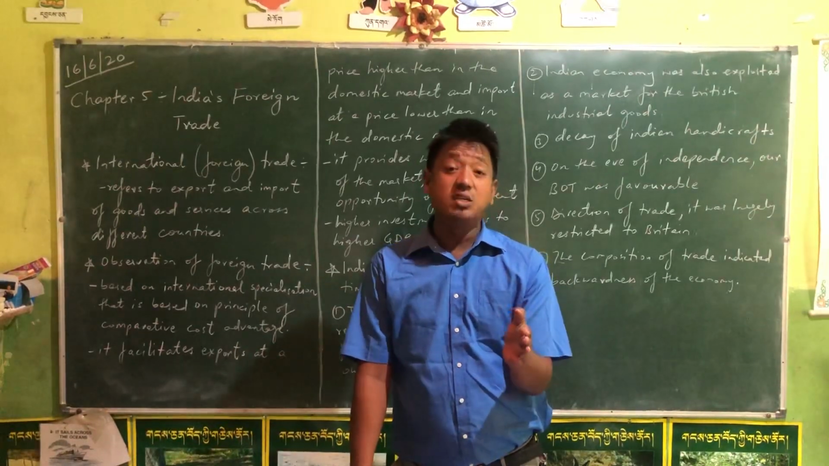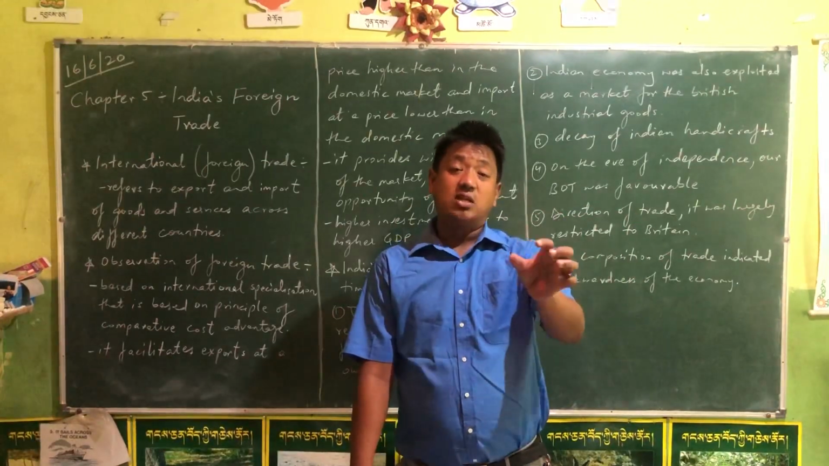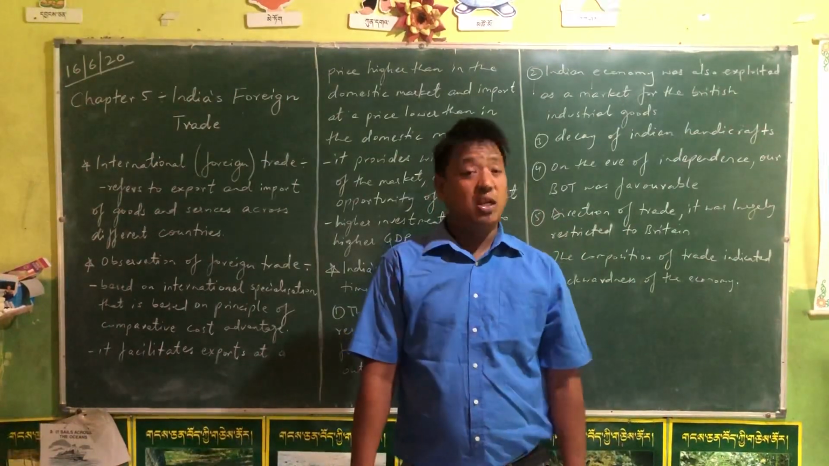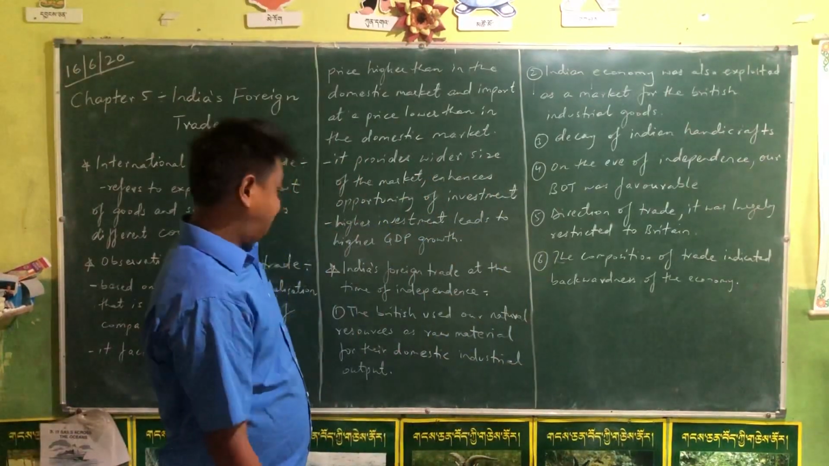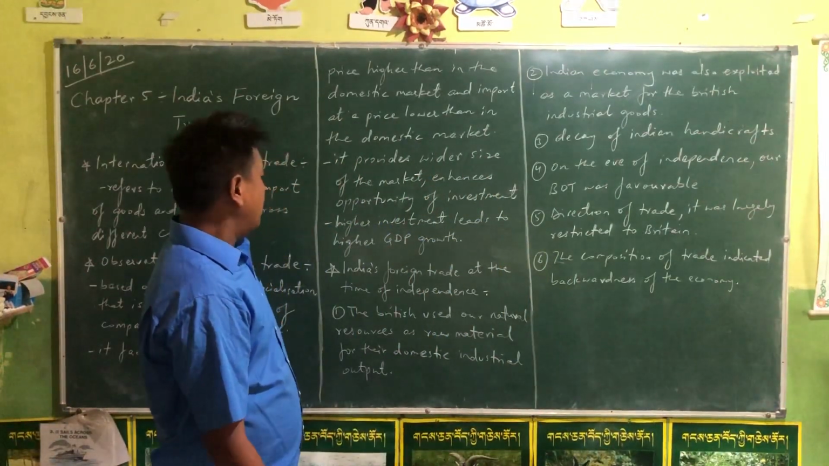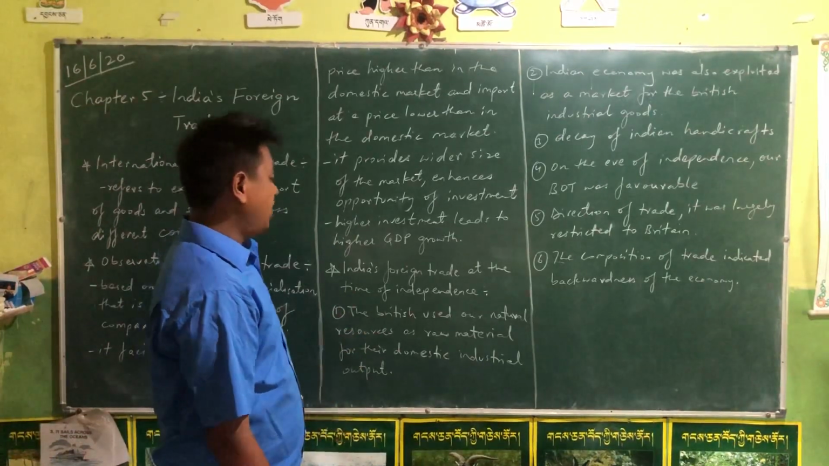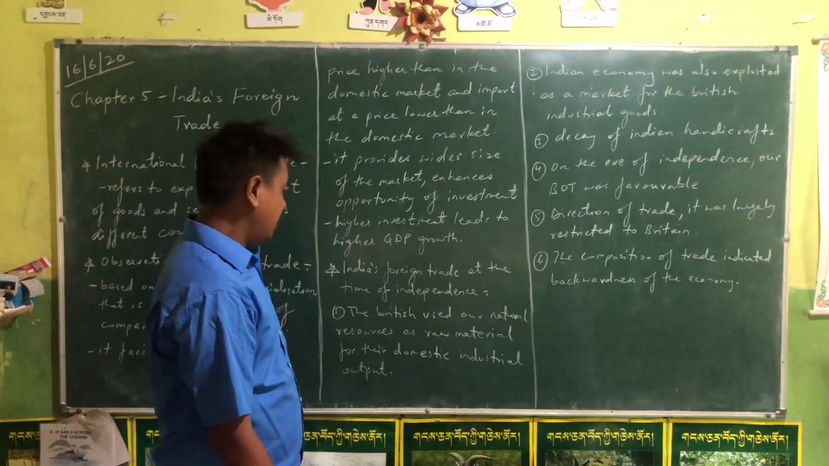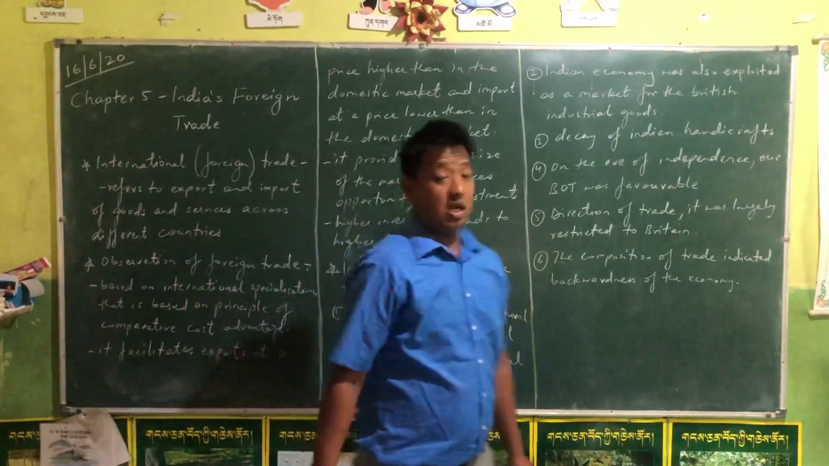So planning started from 1951, that is before that. Indian foreign trade at the time of independence: the British used our natural resources as a raw material for their domestic industrial output.